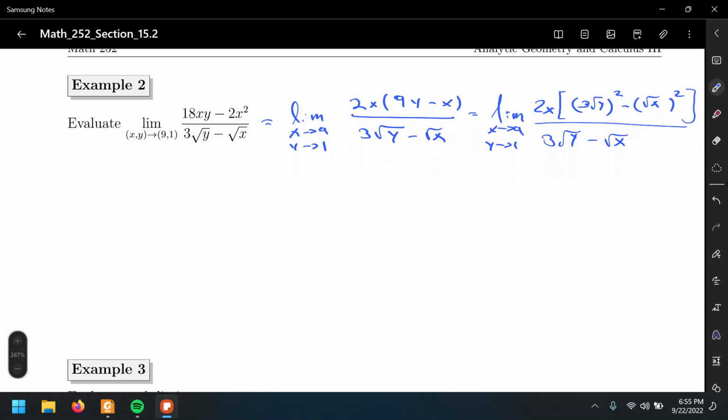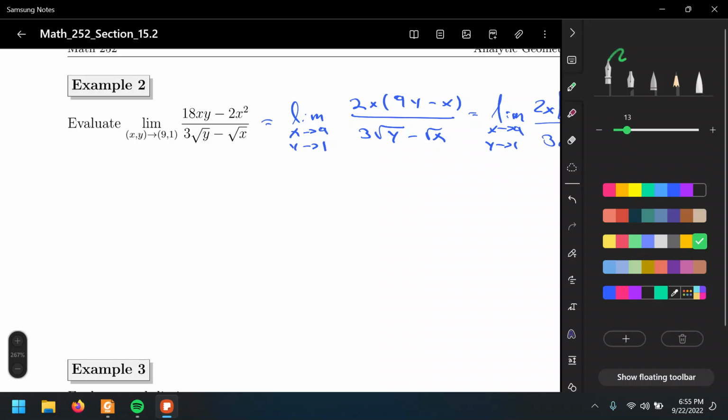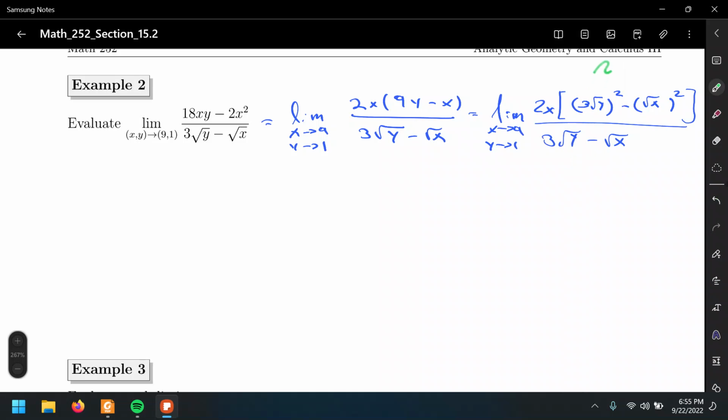All right. So notice this form. Notice we have the form a squared minus b squared. What's that form?